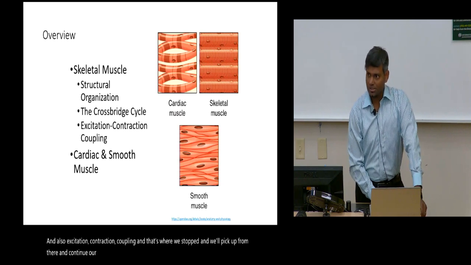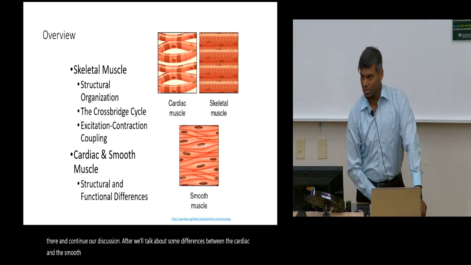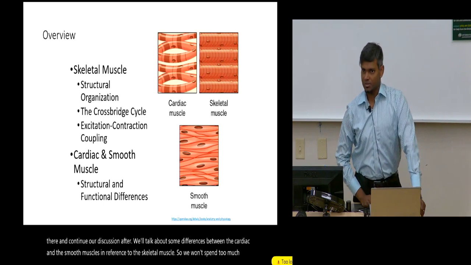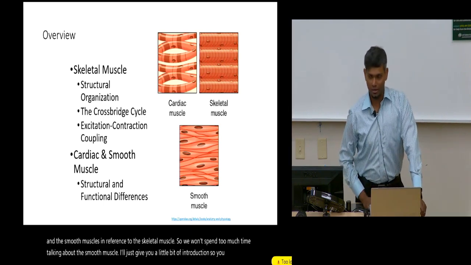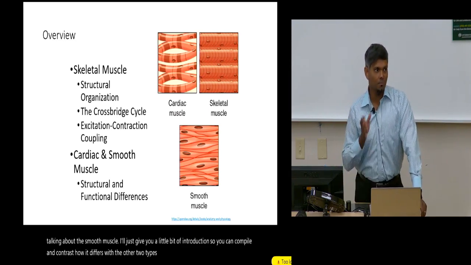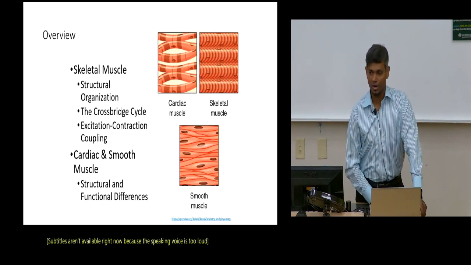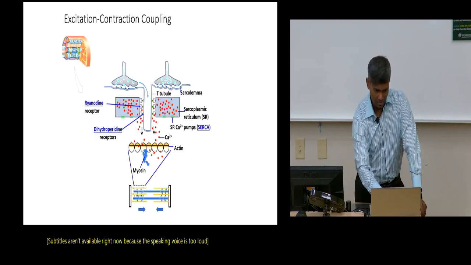After that, we'll talk about some differences between the cardiac and the smooth muscles in reference to the skeletal muscle. So we won't spend too much time talking about the smooth muscle. I'll just give you a little bit of introduction so you can compare and contrast how it differs from the other two types of muscles, but our main focus will be differentiating between the functions of the cardiac and the skeletal muscle.